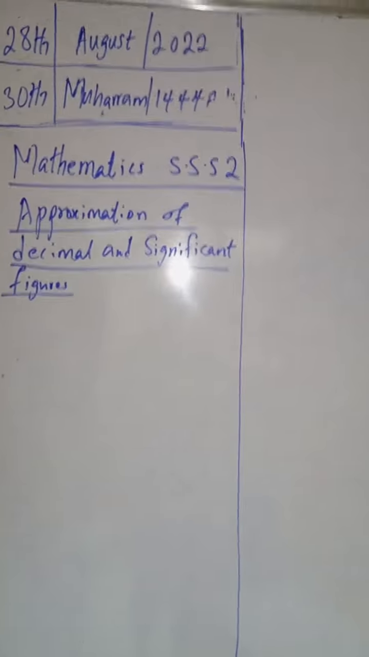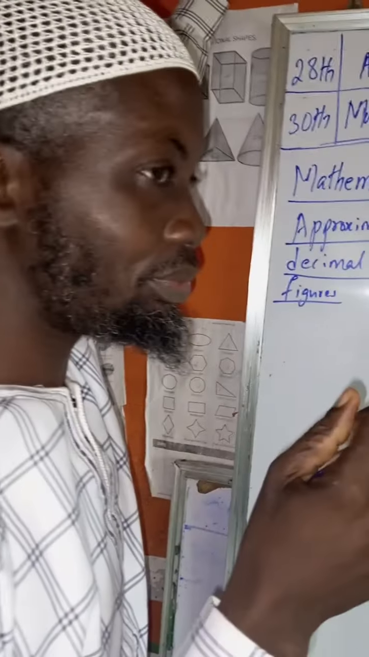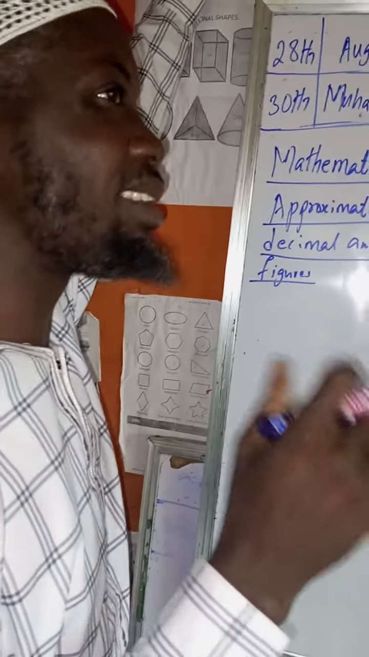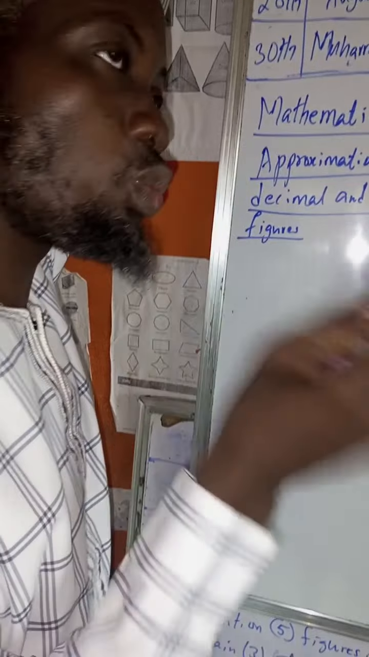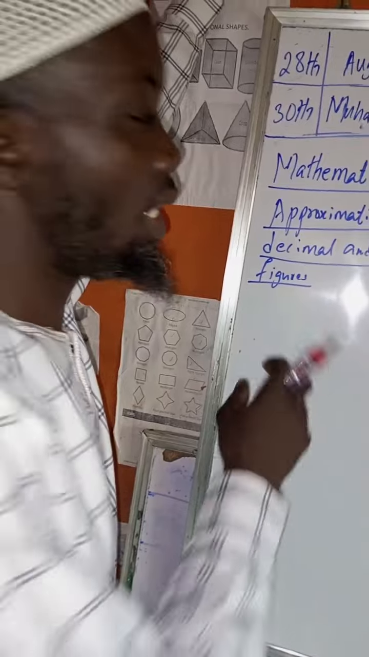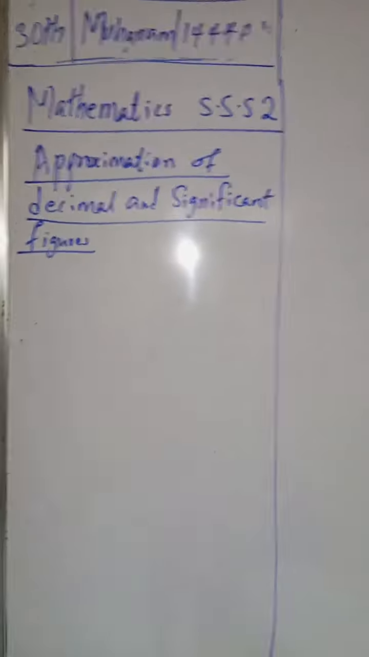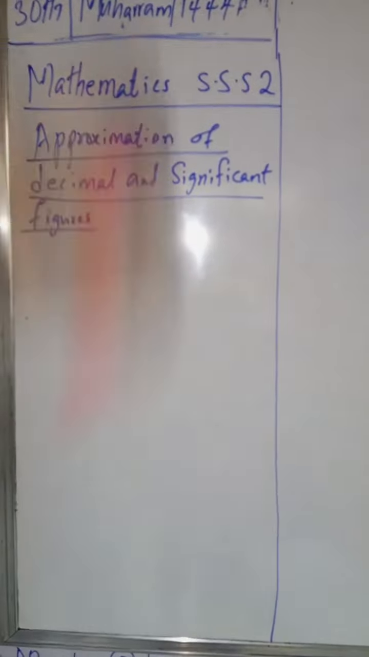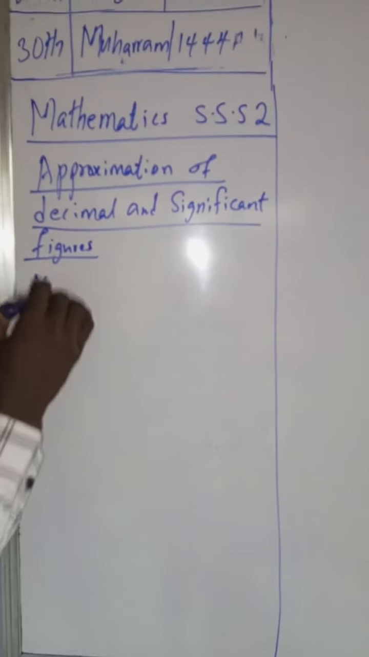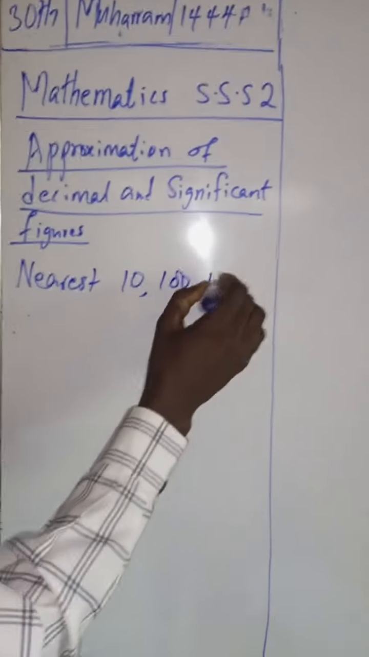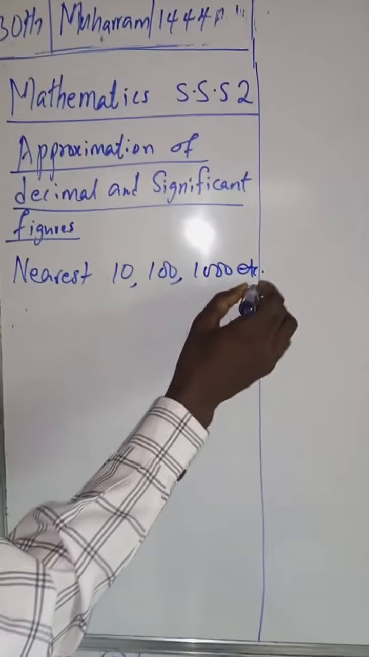This topic of approximation started in primary four, first time, or even second time. Then they are going to meet it again in JSS2, and finally they are going to do it in SS2. So if they have done it, it should be a sort of revision. So let's start with nearest. It could be nearest 10, nearest 100, nearest 1,000, and so on.